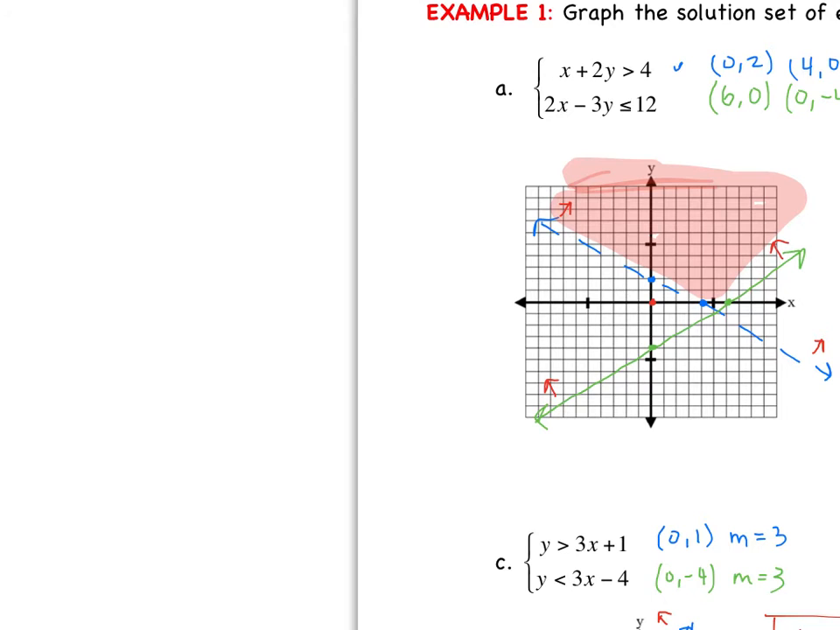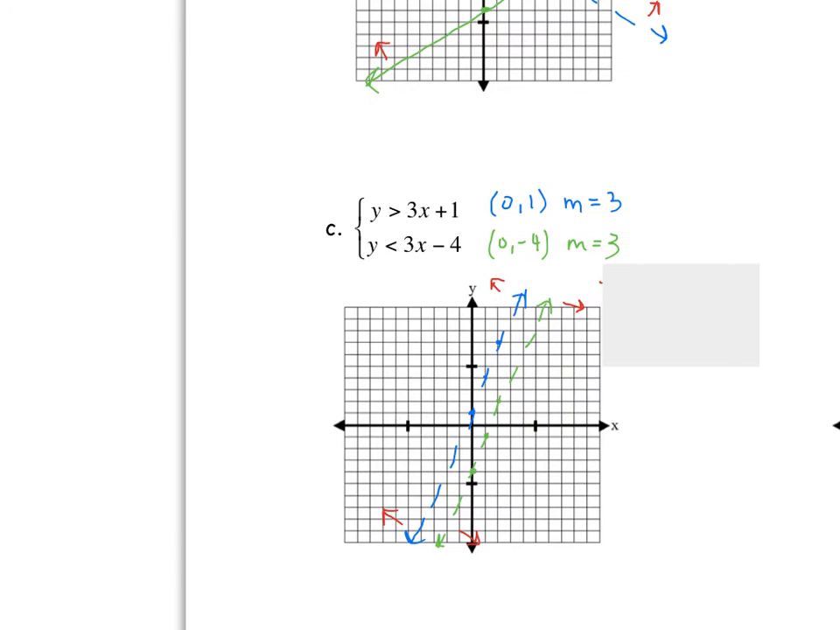Okay, I want you to try C on your own. Go ahead, plot. These are in slope-intercept form if you think of them as y equals 3x plus 1 and y equals 3x minus 4. All right, this top one goes through the point (0, 1) with a slope of 3. This guy goes through (0, -4) with a slope of 3. Go ahead, graph it, and see where the solution set lies.